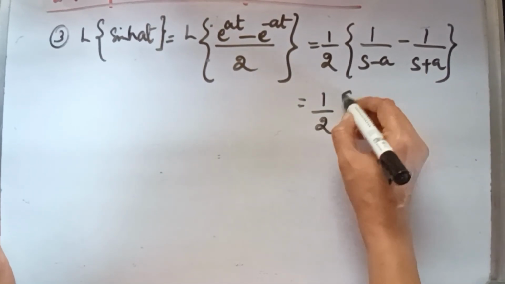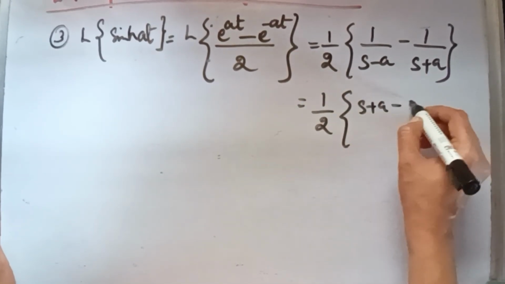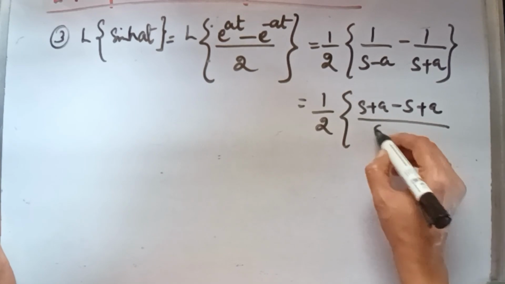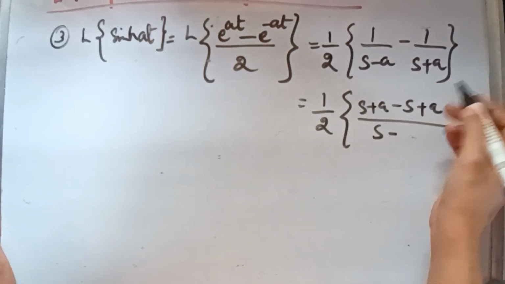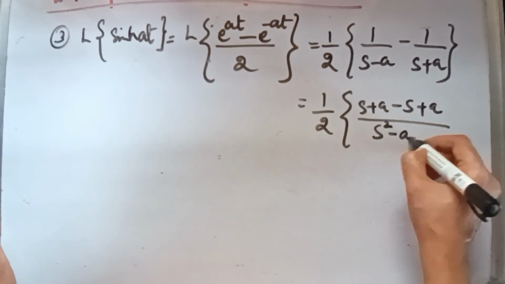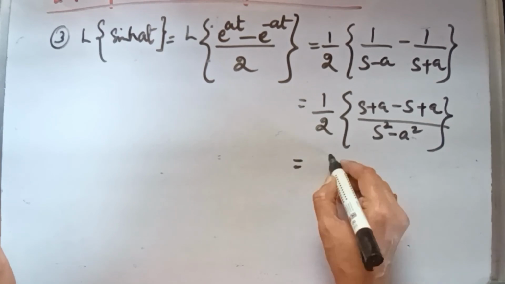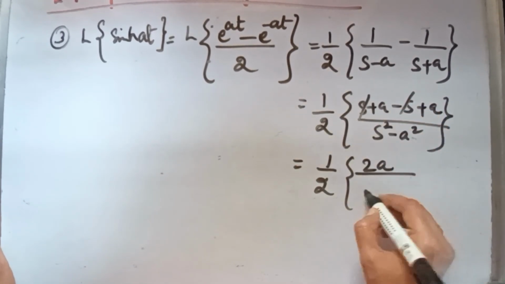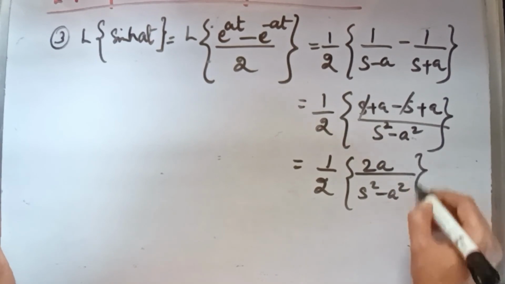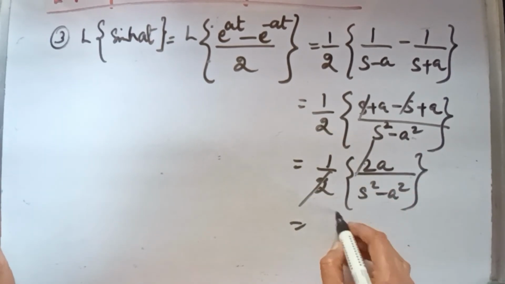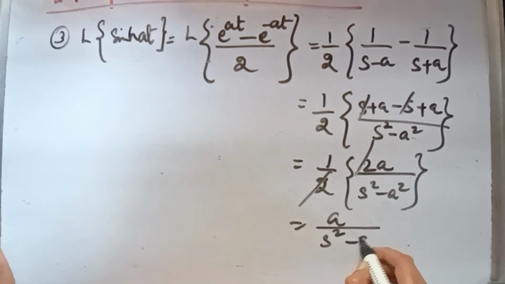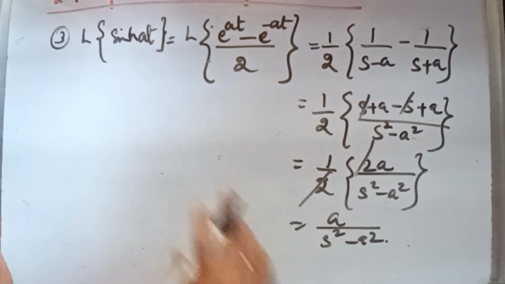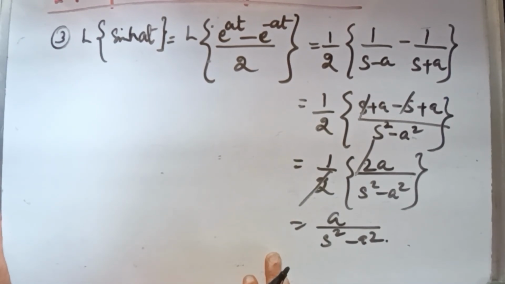1 by 2 into s plus a minus s minus a, by s minus a into s plus a, that is s square minus a square. So this is equal to 1 by 2 into, the s cancels, 2a by s square minus a square. So the 2 cancels and that gives you a by s square minus a square. So this is the Laplace transform of sine hyperbolic of at.